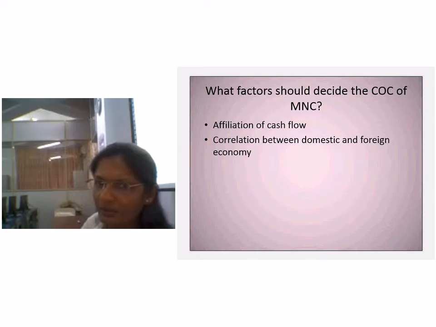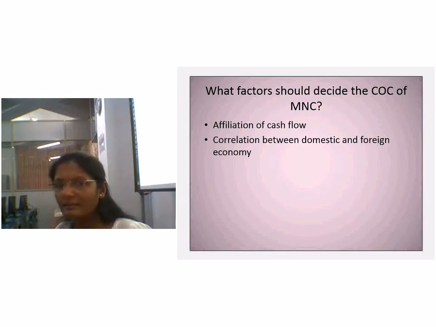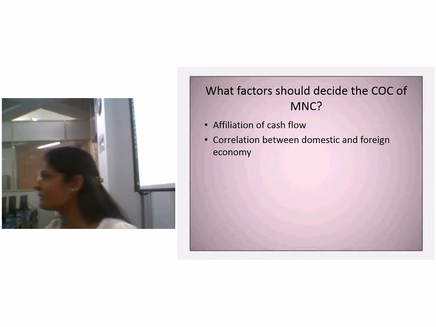Correlation between domestic and foreign economy. What is that? If the domestic and foreign economy fluctuation is not much, volatility is not that much, there will be no big problem in calculating the multinational company's cost of capital, right? If the deviation is very high, if the fluctuation is very high, then we cannot compare the domestic company's cost of capital with the multinational company's cost of capital.